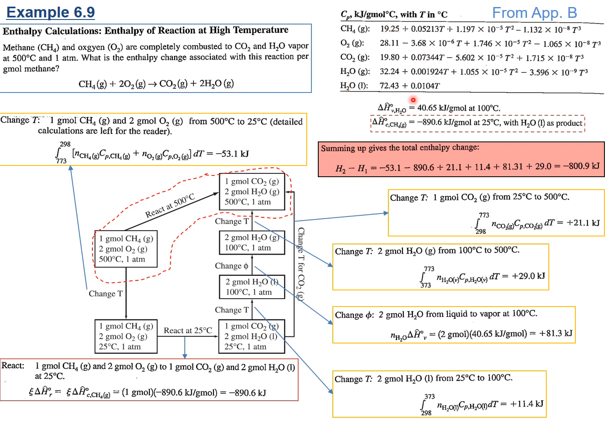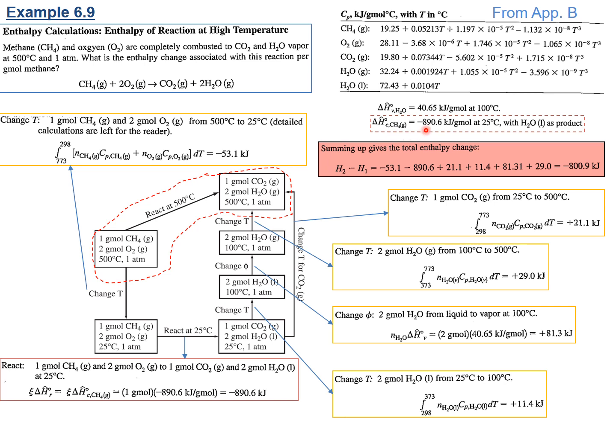Some values are given to you, and the first one is Cp, the constant pressure heat capacity in kilojoule per gram mole Celsius degree, for methane, oxygen, CO2, gas phase H2O, and liquid phase H2O. The heat capacity was described by a polynomial equation of temperature. Two more pieces of information are there. The first one is vaporization enthalpy at the standard state. This value. The other is the combustion enthalpy of methane at the standard state.